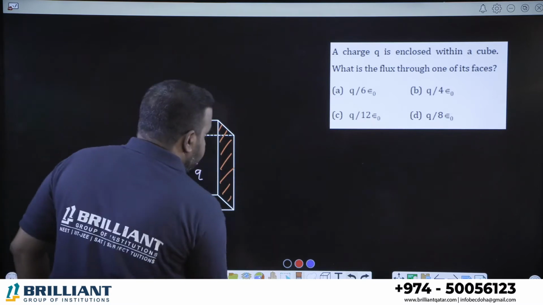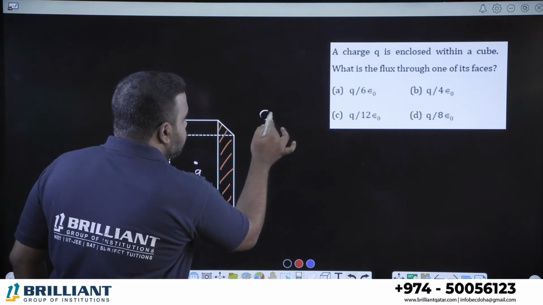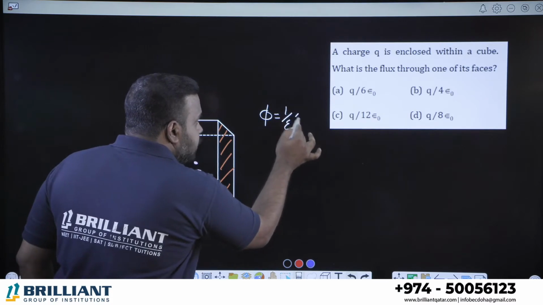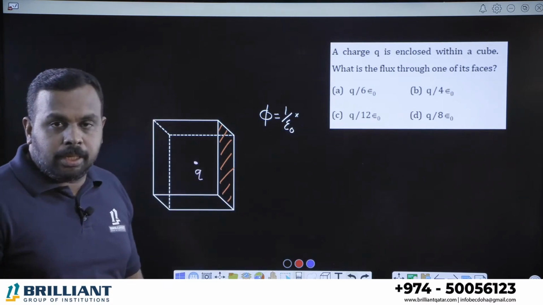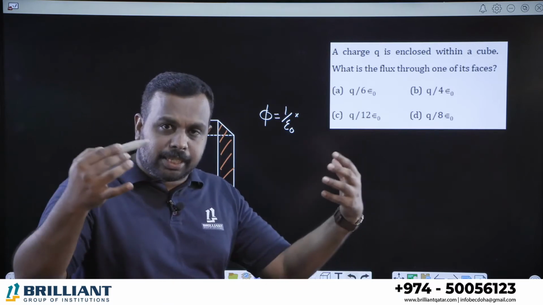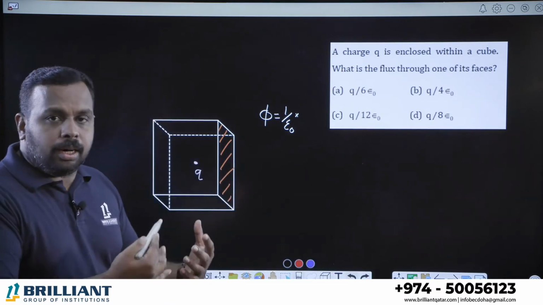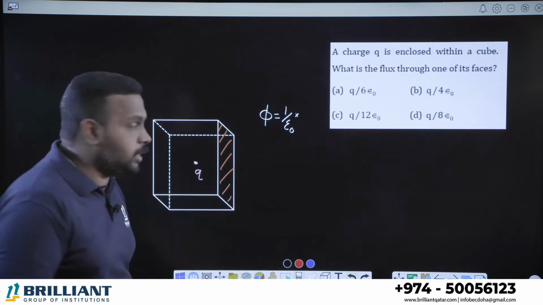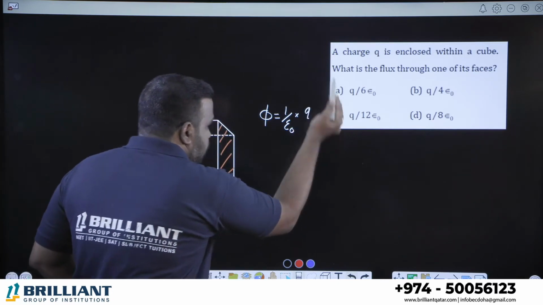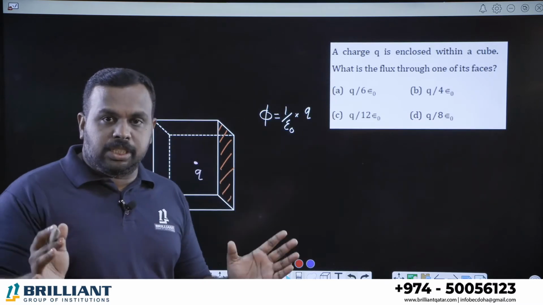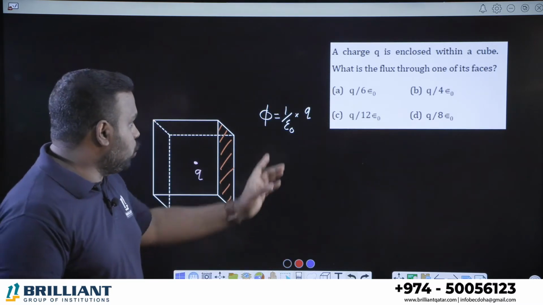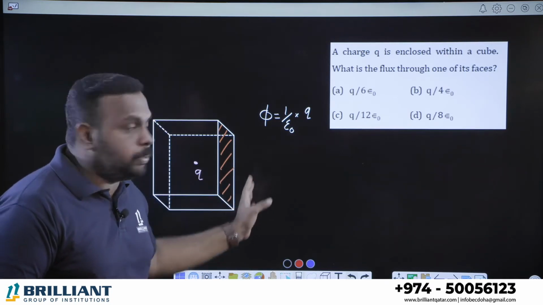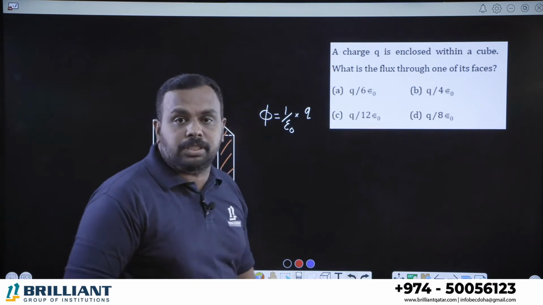According to Gauss theorem, total flux phi is equal to 1 by epsilon naught times the net charge enclosed by the surface. So inside the Gaussian surface, how much charge is there? From the question it is clear that only Q charge is there within that Gaussian surface. So the total flux through this Gaussian surface, that means the cubical surface, is equal to 1 by epsilon naught into Q. But they're not asking what is the total flux through the cube. They're asking what is the flux through one of its faces.